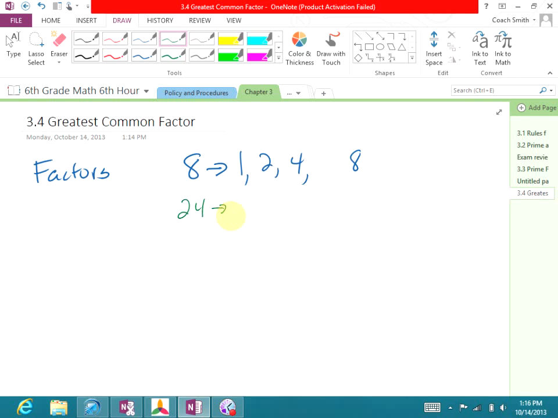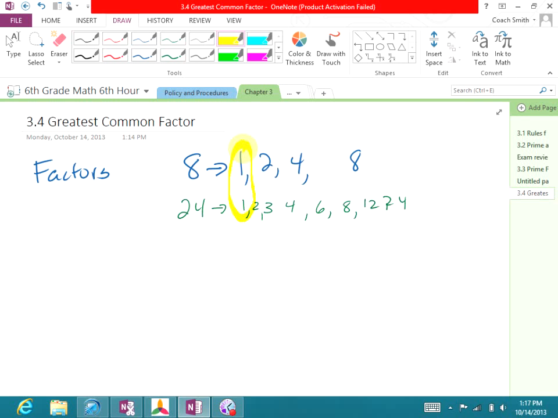Now, let's look at the factors of 24. Somebody give me the factors of 24. 6 times 4. I want all of them. What's the others? 3 times 8. What's the others? All right, 2 times 12. Are there any others? I think that's all of them, isn't it?